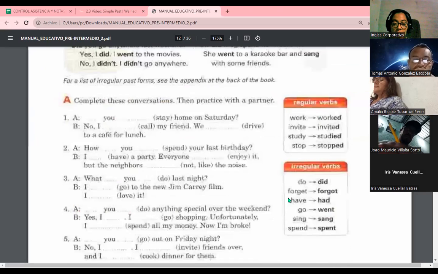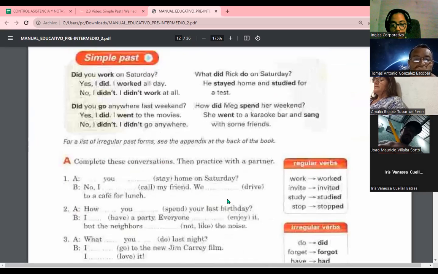Yo pienso que después del punto ya es como el español, que ya es como otra oración. Es así, correcto. Y también, después del punto en inglés debemos empezar con capital letter too. O sea, es prácticamente similar to the Spanish. Sí, es similar.